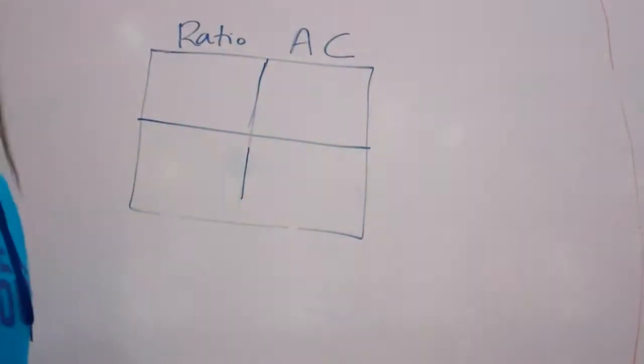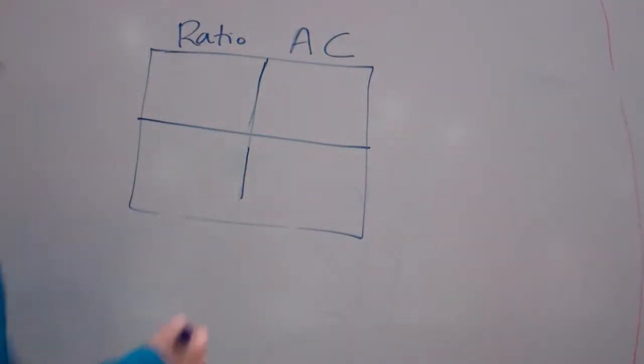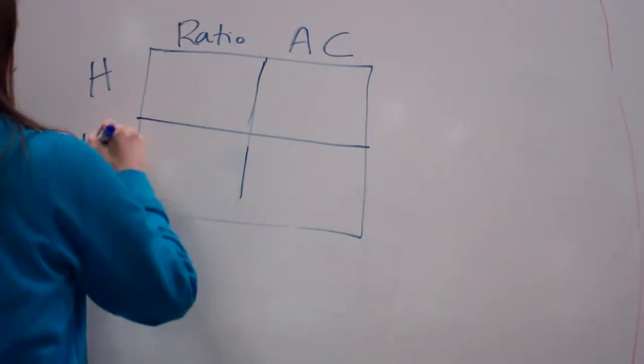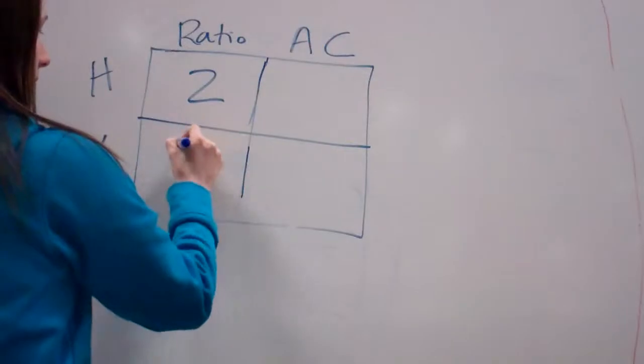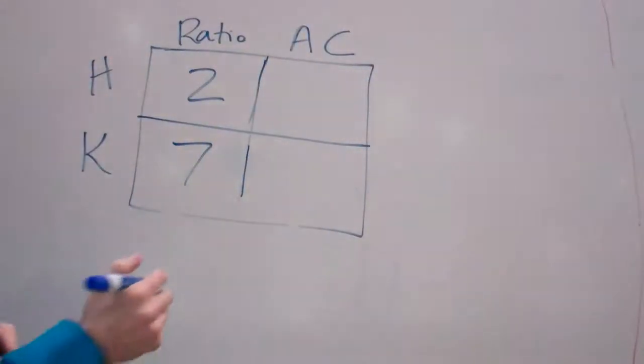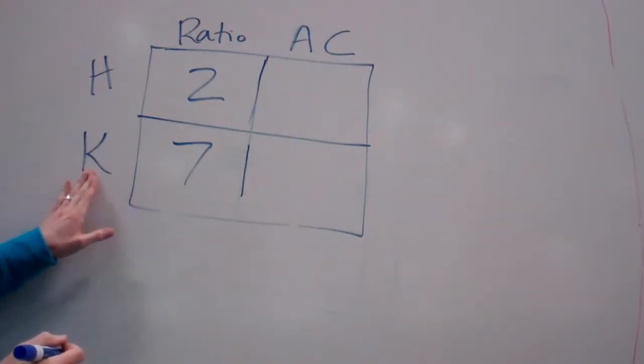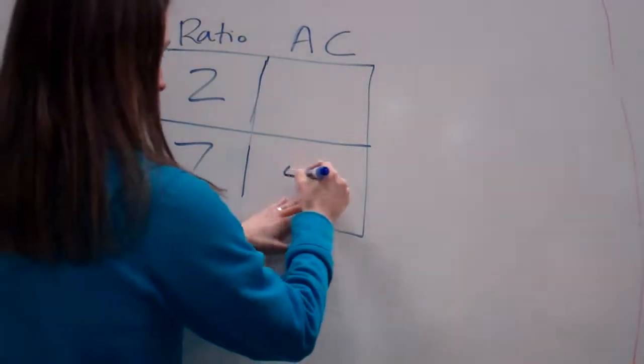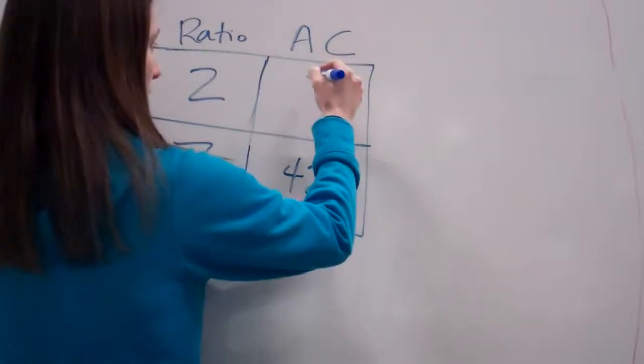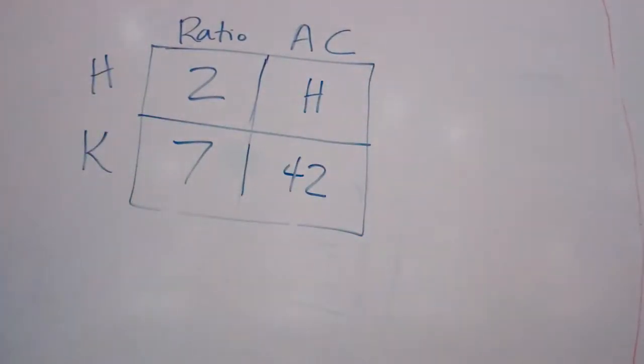I'm going to let y'all do this one on your own. Here's what it says. The ratio of humpback whales to killer whales, so I'm going to put H and K, humpback and killer, was 2 to 7. That was the ratio. And then if there were 42 killer whales, so I'm going to put, here's my killer, actual count, 42. What is, I'm going to put an H there, that.